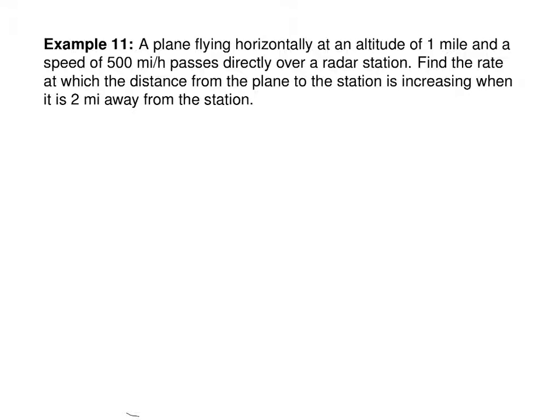So how about this one? This one, mostly the things that are getting you are the semantics. A plane flies horizontally at an altitude of 1 mile and a speed of 500 miles per hour. So the plane is not ascending or descending, it's 1 mile up. And it's buzzing along. Okay. And it goes over this radar station. Looks like a light. All right. So call this X, call this Z.